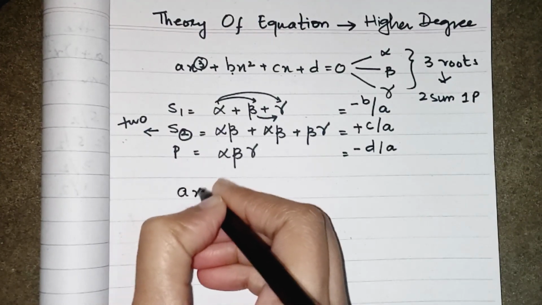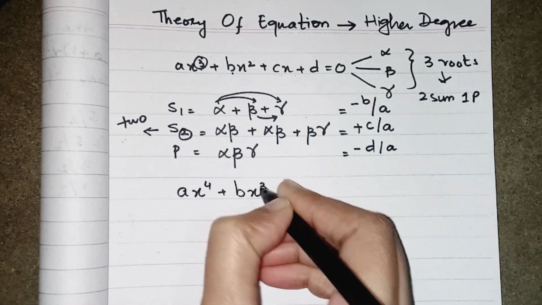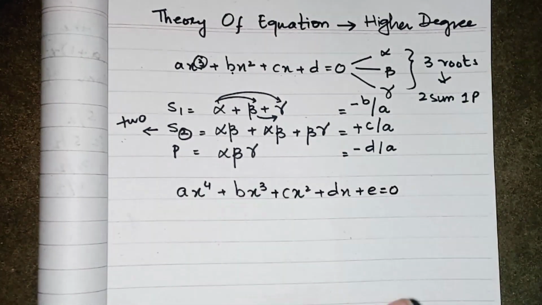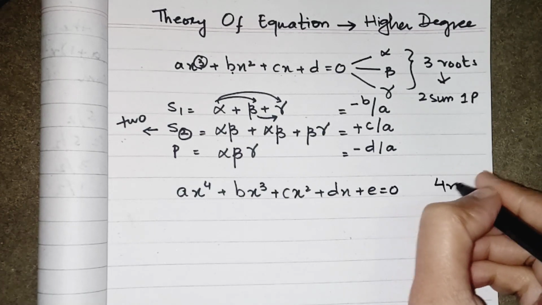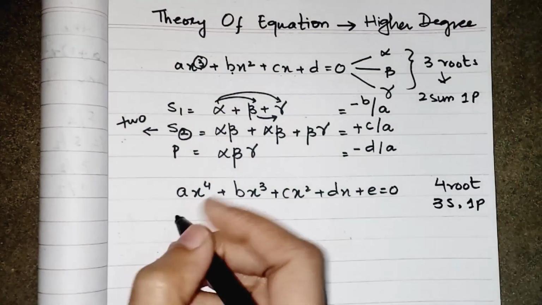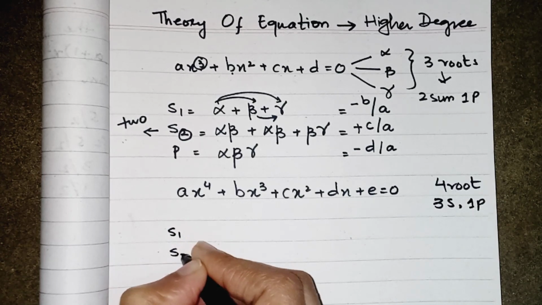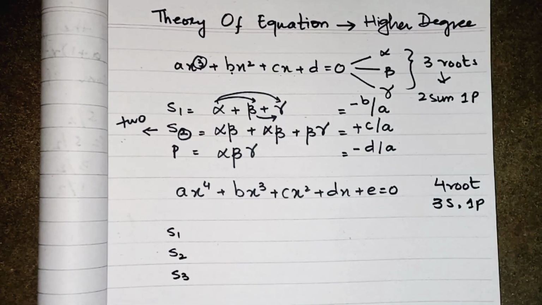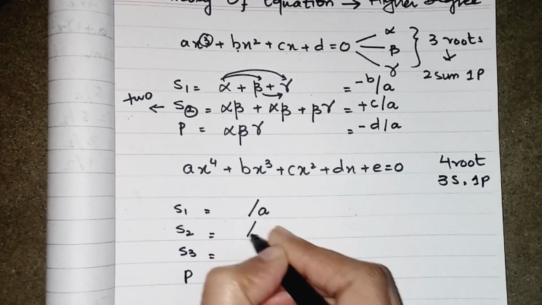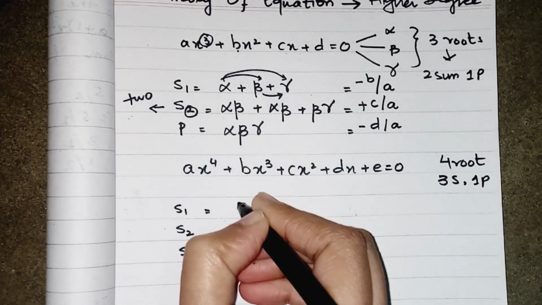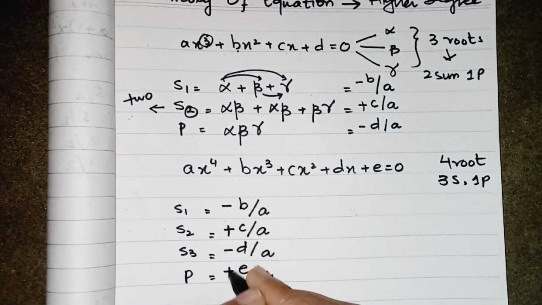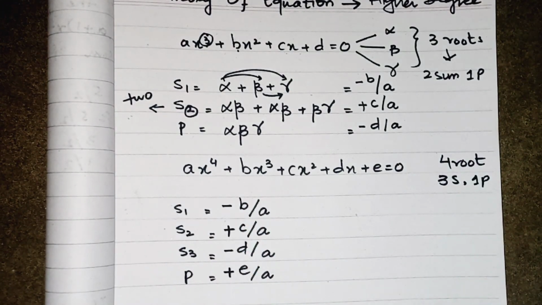If I am talking about a 4-degree equation, ax^4 plus bx^3 plus cx^2 plus dx plus e equals 0, how many roots do I have? 4 roots. How many sums? 3 sums and 1 product. So we can write directly into the formula: S1, S2, S3 and P. Everything is divided by a. The sequence should be b, c, d, e, and the signs should be minus, plus, minus, plus. This is much easier than learning it the long way.